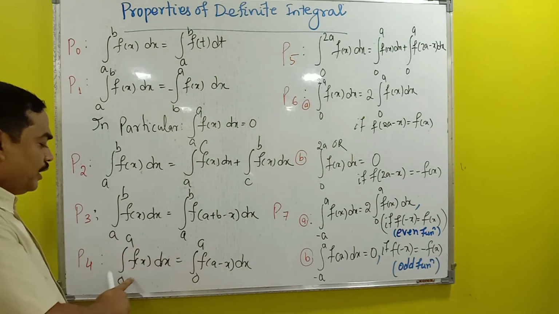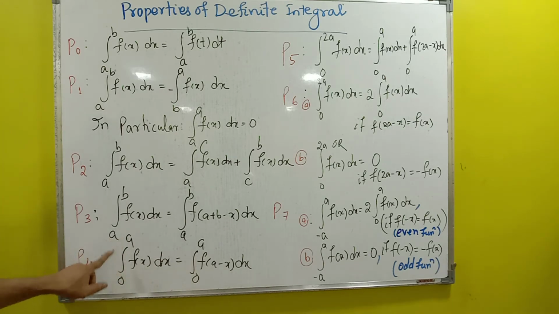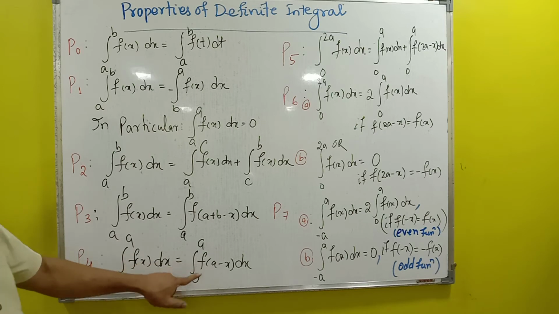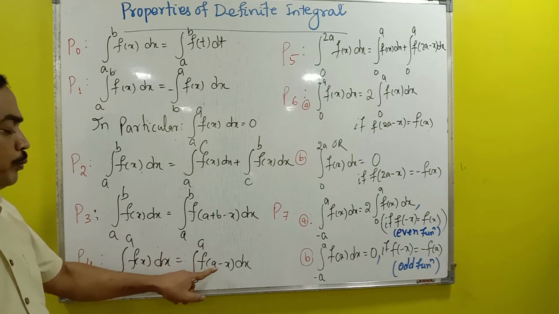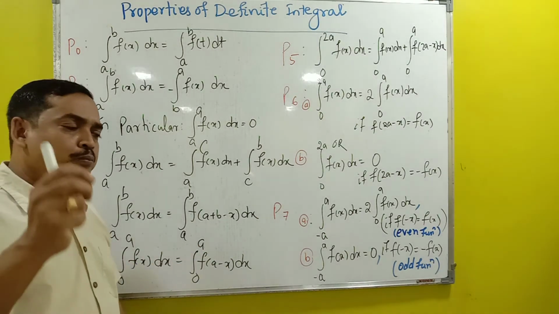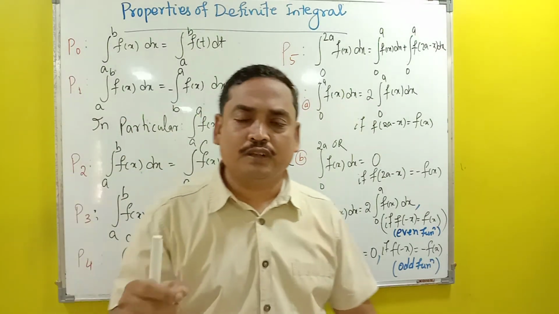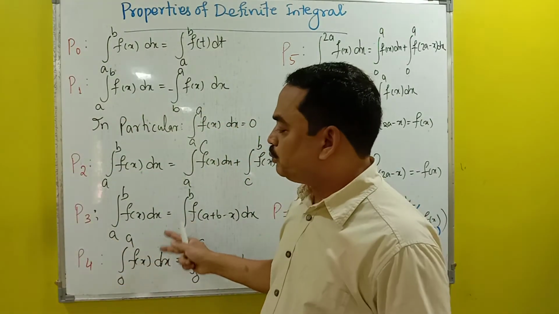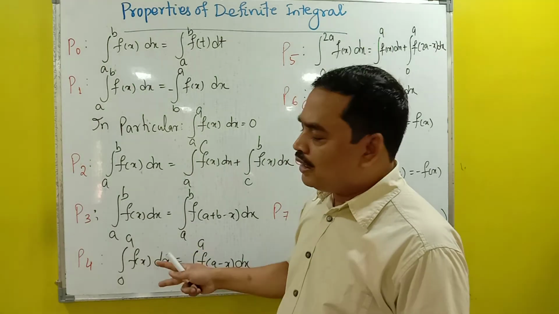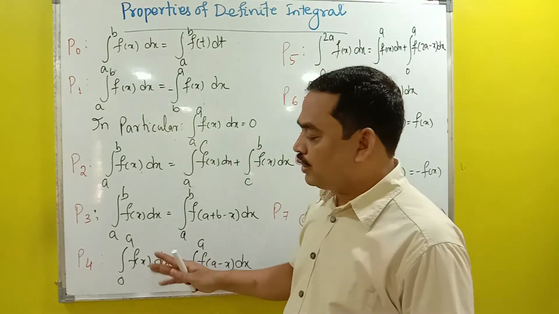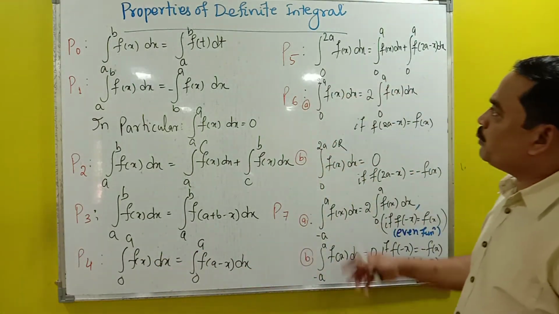It's one particular case. If a becomes 0 and b becomes a, that is integral 0 to a f of x dx, then this can be reduced to integral 0 to a f of a minus x dx. Many big questions of this exercise will be solved by this property. Okay, property 3 and 4 are the same, only this is a particular case. Next, come to property 5.